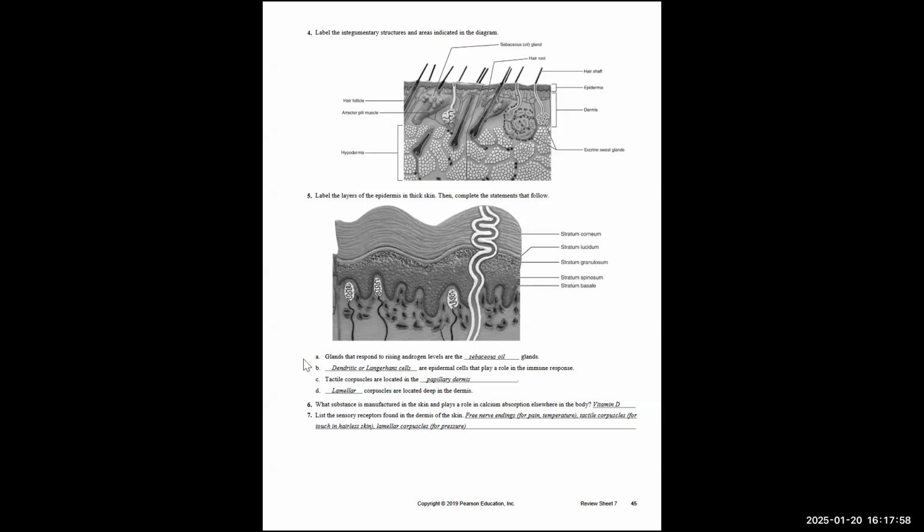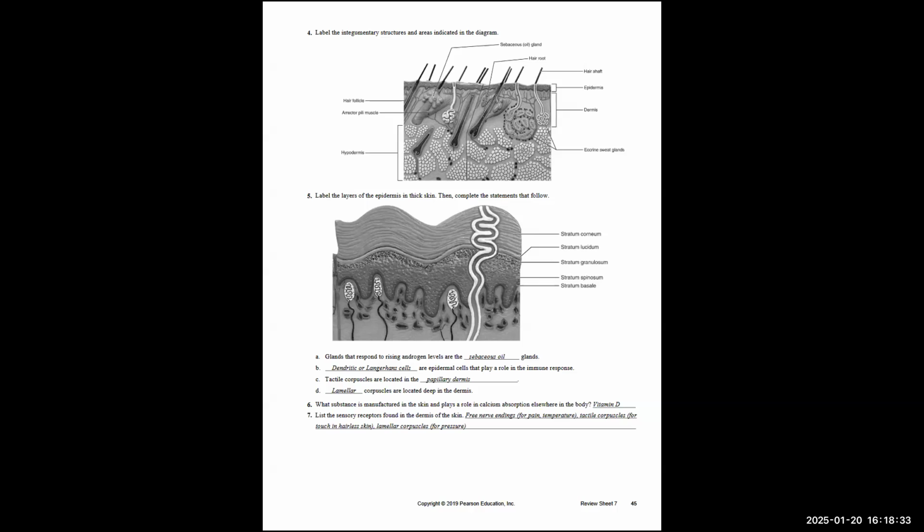A, glands that respond to rising androgen levels are the sebaceous oil glands. So think about those androgens as your hormones, right? And at puberty, we get a little bit oilier skin and more acne. B, dendritic or Langerhans cells are epidermal cells that play a role in the immune response. C, tactile corpuscles are located in the papillary dermis. D, lamellar corpuscles are located deep in the dermis.